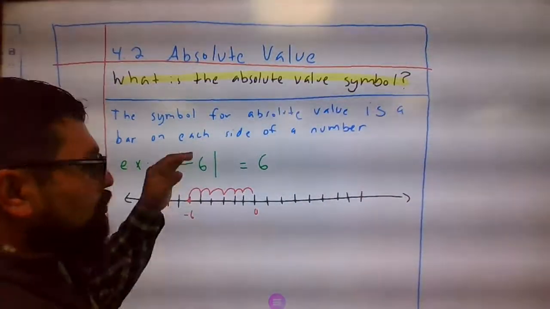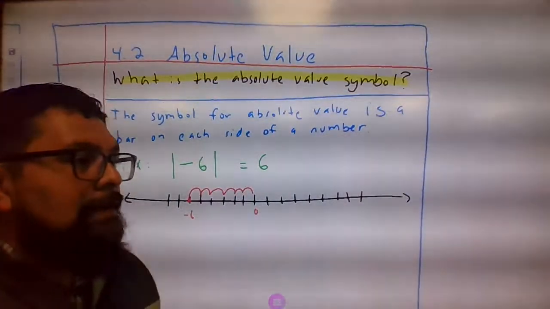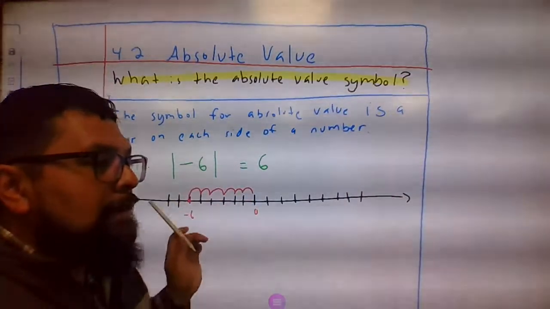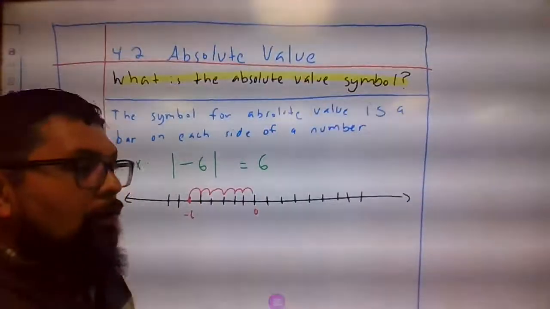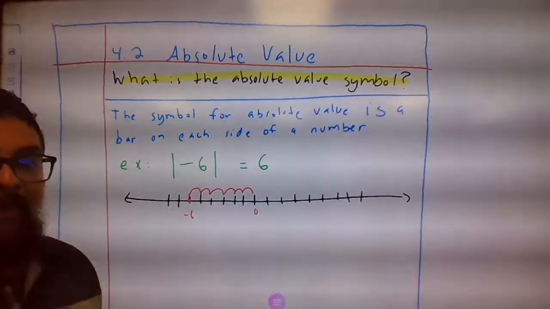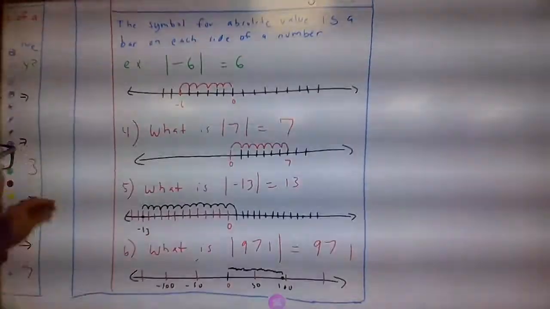Now, there's three more examples here on the bottom, 4, 5, and 6. I'm just writing what is the absolute value. For the first one, go ahead and do the first one. You can write it on this slide, or you can wait and copy what I'm about to put on here. All right, so here's 4, 5, and 6 right here.